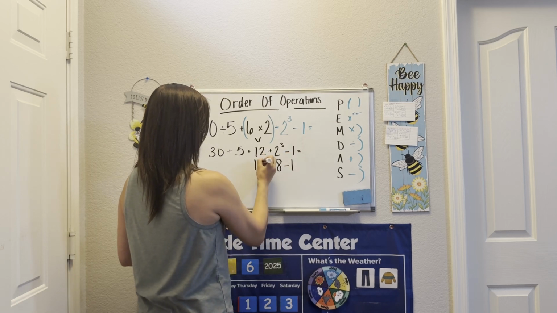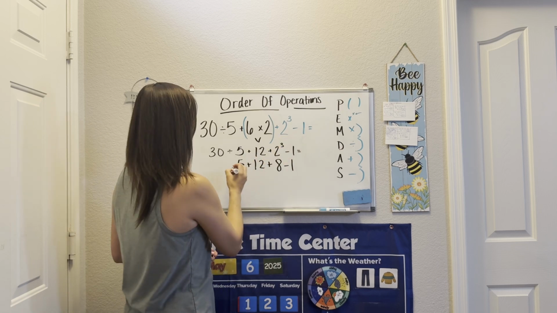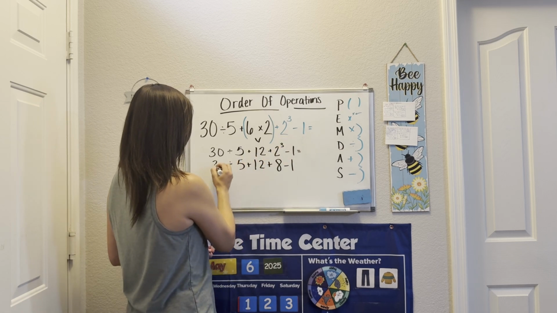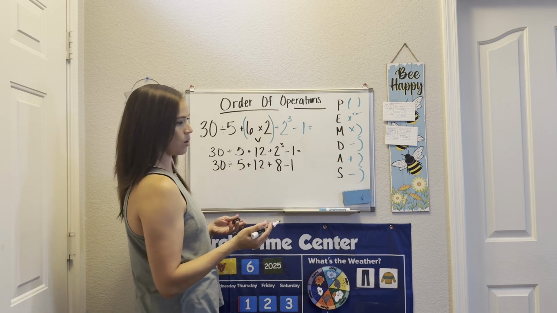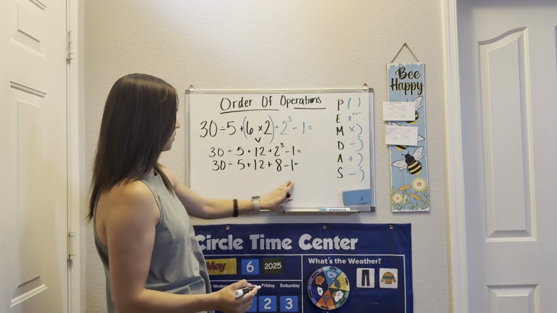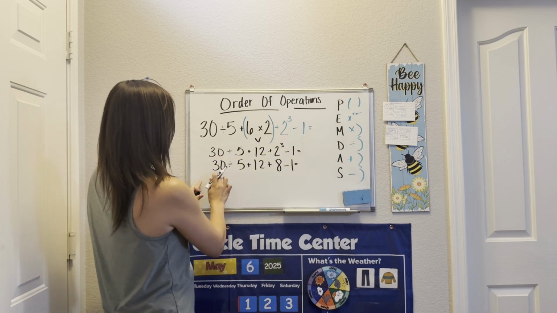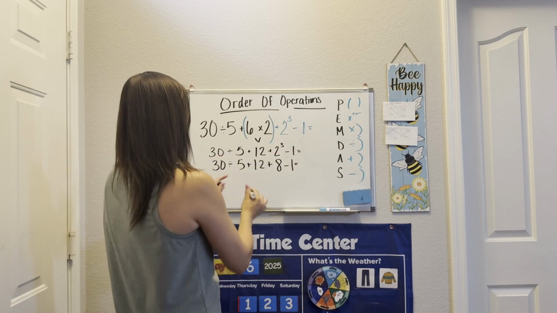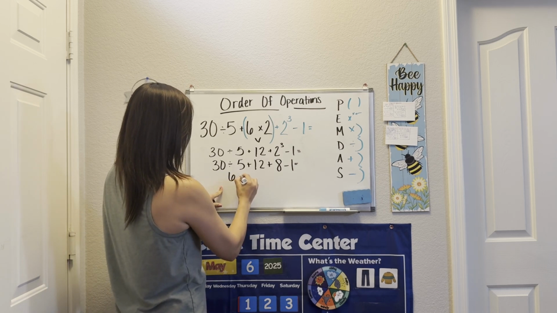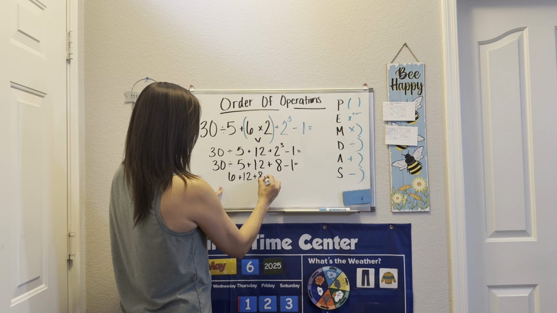Drop everything else down. And if you have questions on exponents or anything, just let me know in the comments and I can do a whole video just reviewing those. Alrighty, now we have no more exponents. Go down to multiplication, division from left to right. So now we're gonna again solve for 30 divided by 5, which is our 6 plus 12 plus 8.